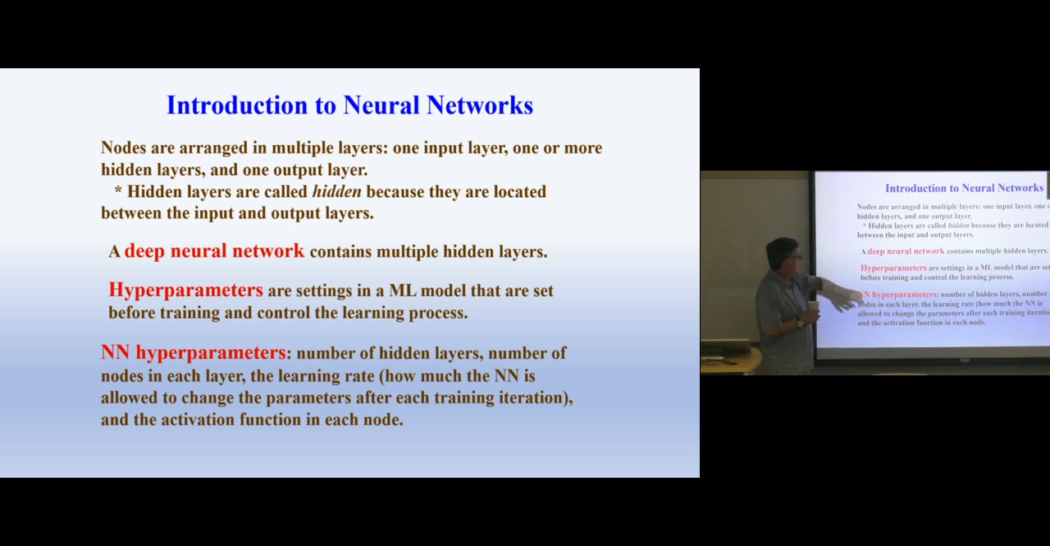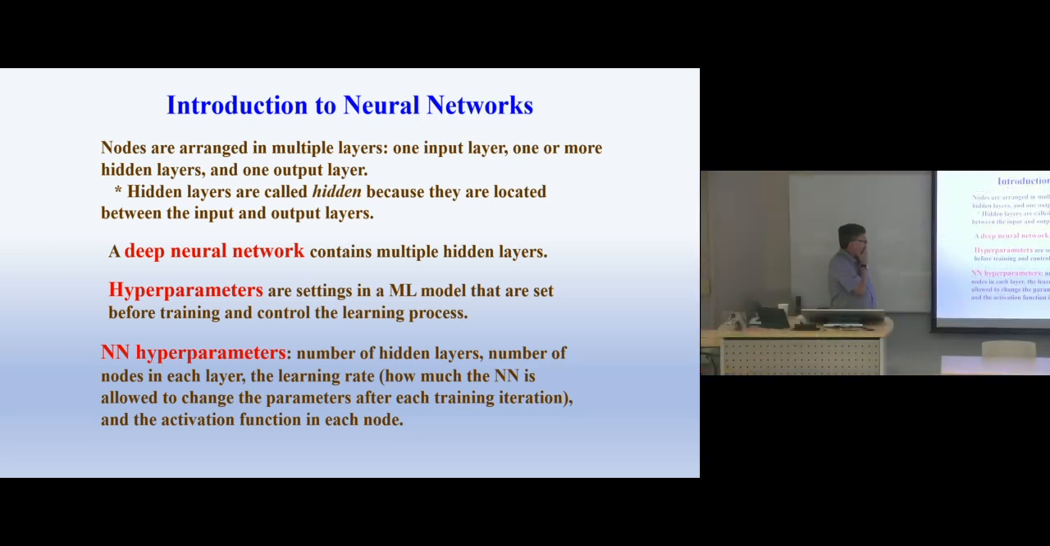Hyperparameters, again, we're right back to that. You set these before training and they control the learning process. These are your hyperparameters: how many hidden layers, number of nodes in each layer, the learning rate. That's how much the neural network is allowed to change the parameters after each training iteration. Parameters you don't set. These parameters are determined by the neural network. You set the hyperparameters. You guys picked that up in analytics, didn't you? Okay. Well, here's the deal.